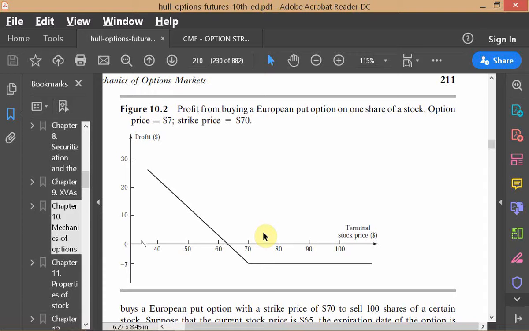You paid $7. Now, if you exercise, then you get to sell at 70 and immediately you can square the underlying asset at 68 in the market. You can buy back at 68. So you make a $2 profit.